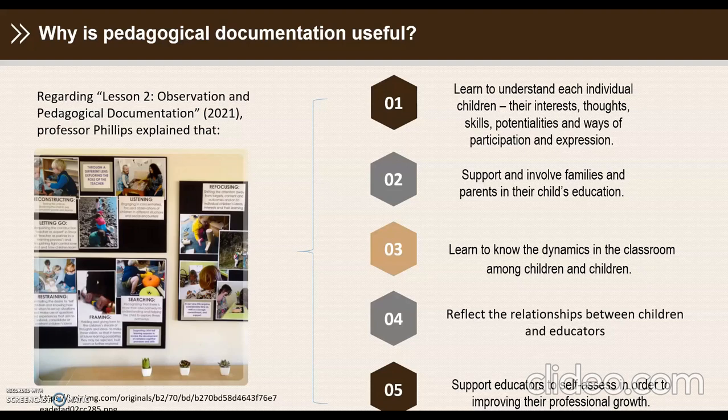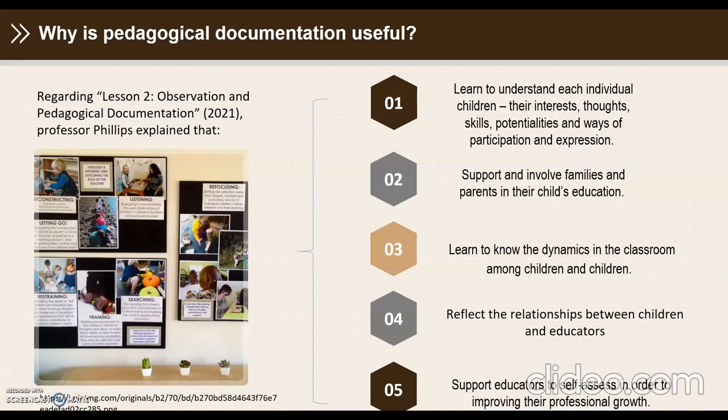Documentation opens up possibilities for educators and children to plan activities together and be open to each other's ideas, interests, and challenges. So these things help educators to be able to extend learning. Regarding Lesson 2, Professor Phillips said, we can use documentation to help children critically reflect on their own learning and to build on what they already know. In addition, pedagogical documentation also supports educators to do self-assessments in order to increase their professional growth.